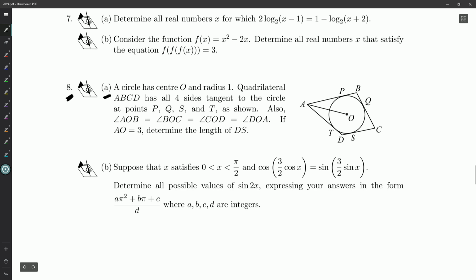So there's two parts, A and B. A circle has center O and radius 1. Quadrilateral ABCD has all four sides tangent to the circle at points P, Q, R, S, and T as shown. I'm going to copy this picture because as soon as people start telling me things are tangent to a circle, there is one thing and one thing only that I like to do, and that is connect radii to the points of tangency.